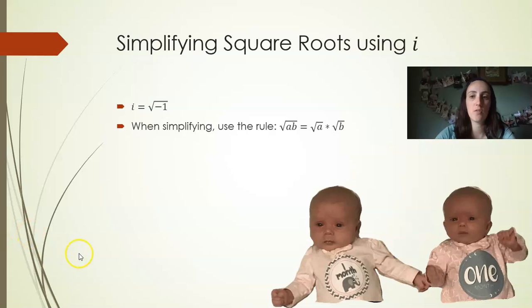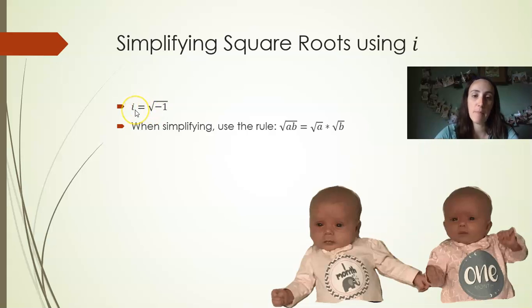Simplifying square roots using i. So i is a number that represents the square root of -1. We've talked about how you cannot take the square root of a negative number. If you do, you get something that's not real. And so that's where i comes in.